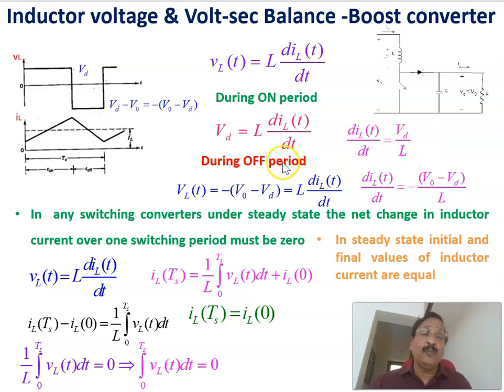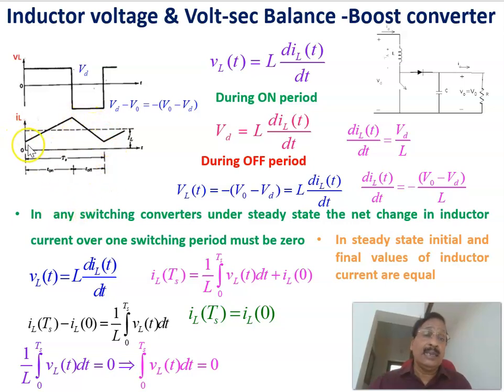And during the off period, that is when the switch is off, the voltage across the inductor is given by Vd minus V0, or minus of V0 minus Vd. That is equal to L dIL by dt, or dIL by dt equals minus of V0 minus Vd divided by L, which has a negative value. That is why it is getting a negative slope. Therefore, the rate of change of current through the inductor when the switch is off is equal to minus of V0 minus Vd divided by L. It has a negative slope.